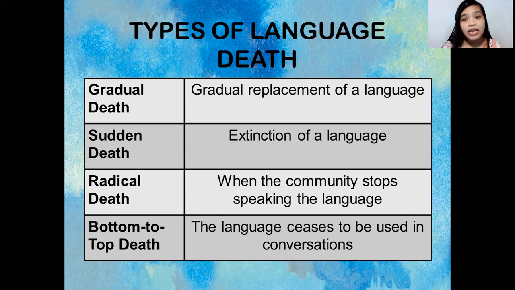And next is the sudden death. It is an extinction of a language. It's just like suddenly the language ceases to exist. People don't know how to speak or use the language. And the radical death is when the community stops speaking the language. So I'll give you an example.